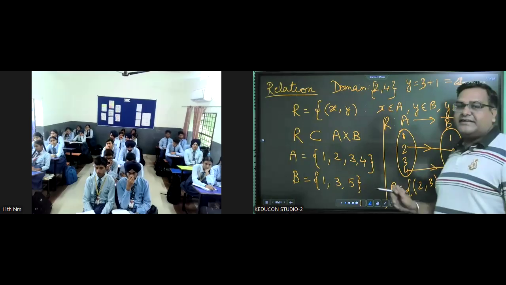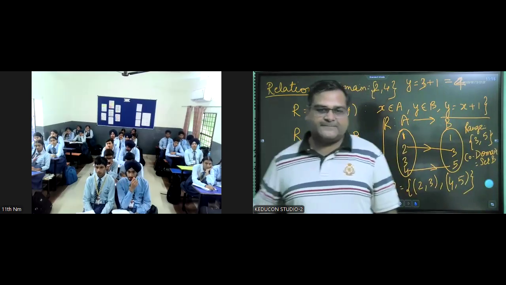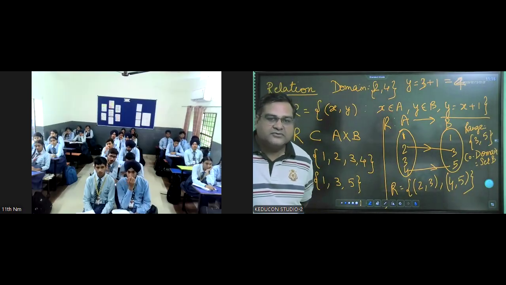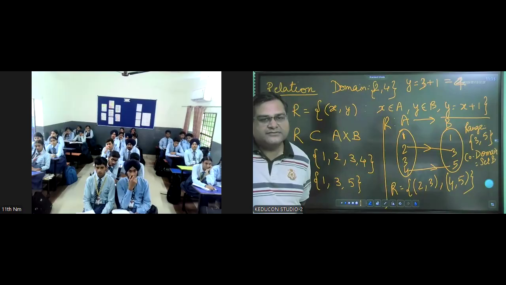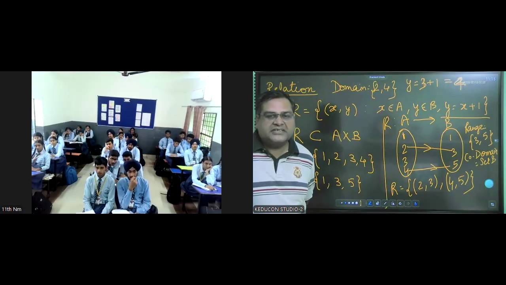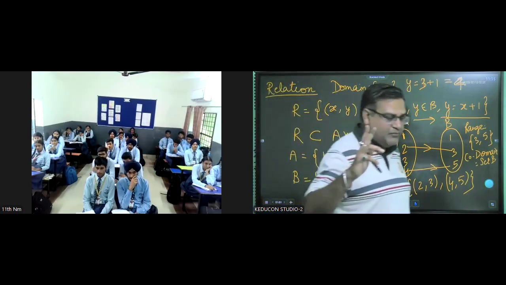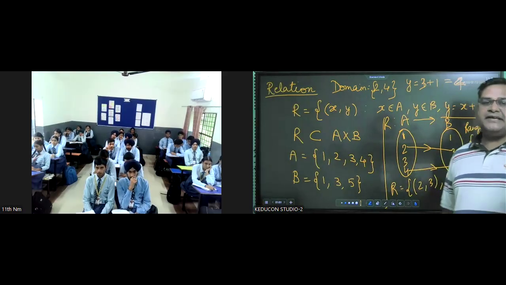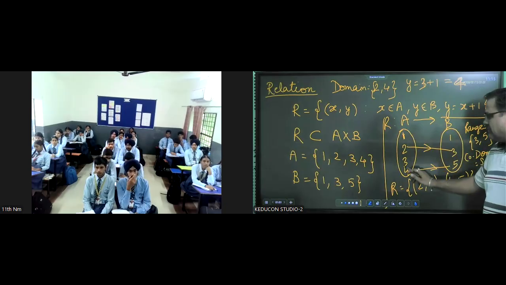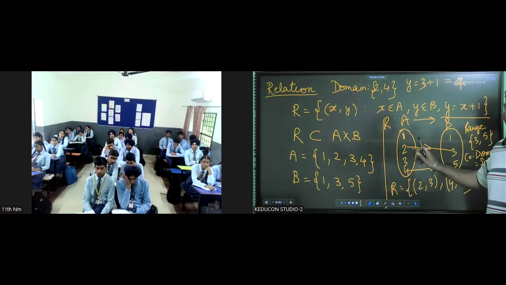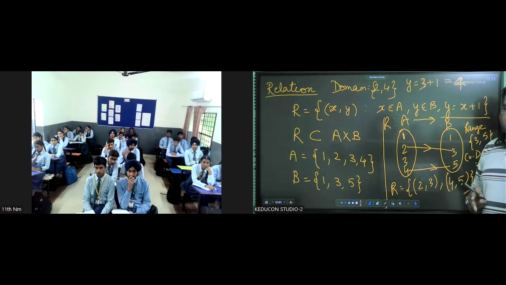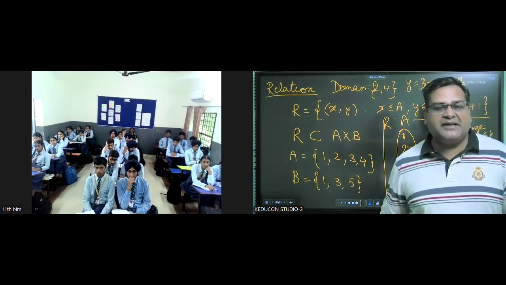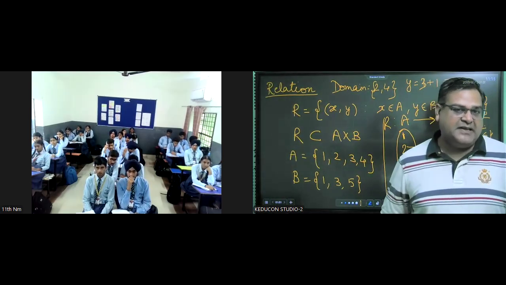Now tell me whether it is a function or not. Is it a function or not? No. Why? What are the two things which make a function different from a relation? First thing is all the elements of set A must have an image in set B. Second thing is none of the elements of set A has multiple images.